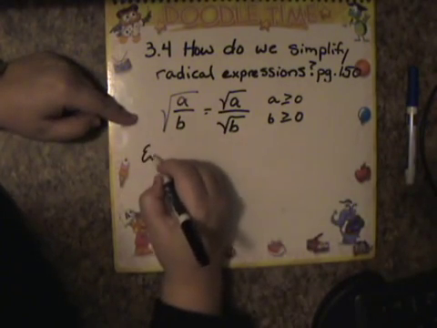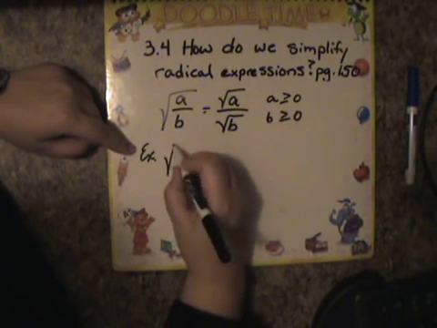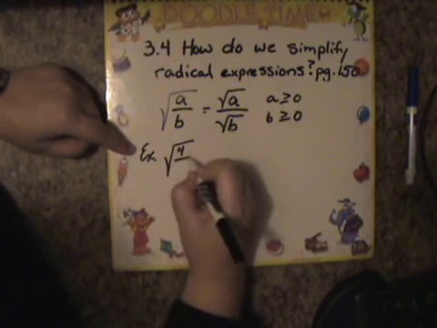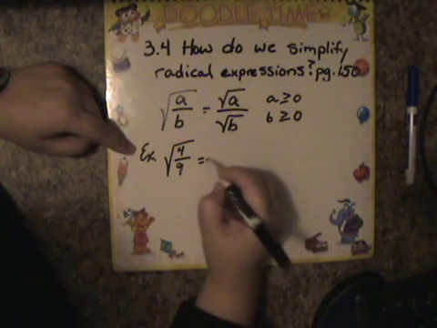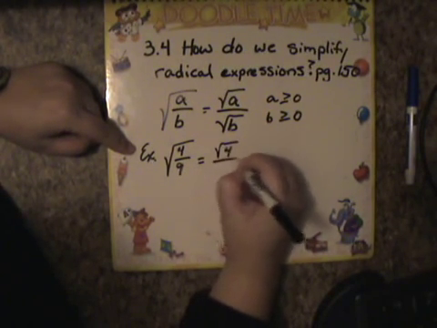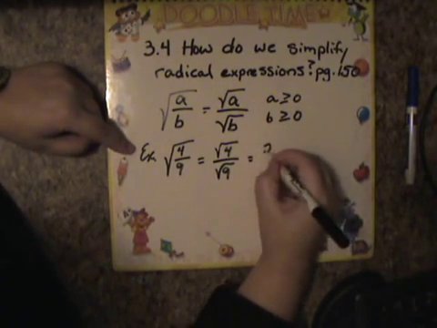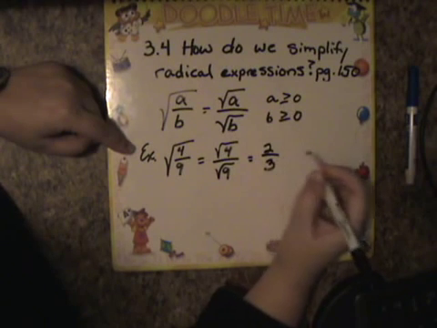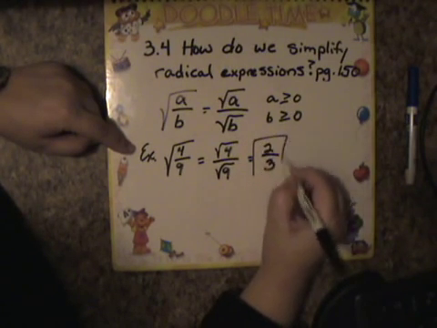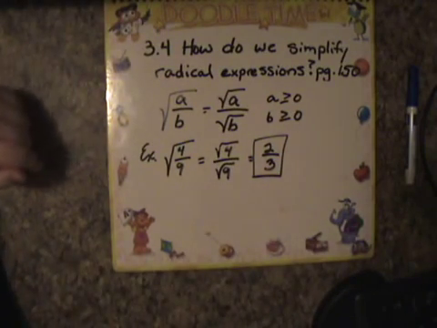Now let's do the example. This is on page 151 in the middle, and we have the square root of 4 divided by 9. And this can be divided. We can just take the square root of 4 divided by the square root of 9. And the square root of 4 is 2. The square root of 9 is 3. And that would be our correct answer for that problem. Now, let's apply that in some other examples.